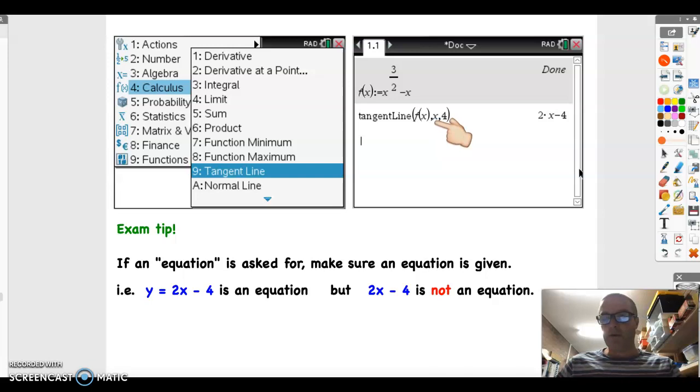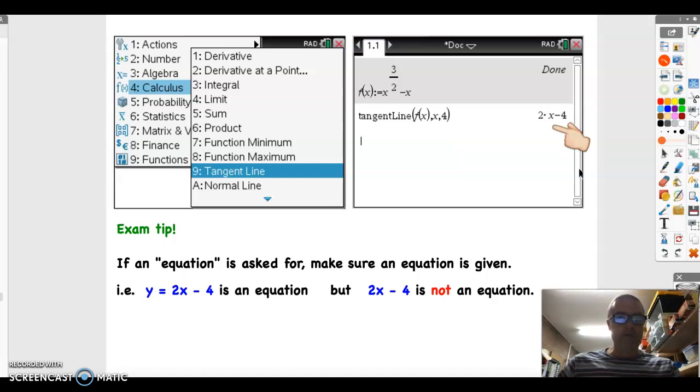the independent variable of that function, which if you define f of x, it's always going to be x. If it was f of t, you would use comma t. And finally the value of x where that tangent passes through. And we get our output there, 2x minus 4, the same as when we did it by hand.